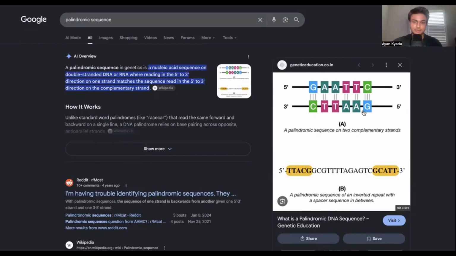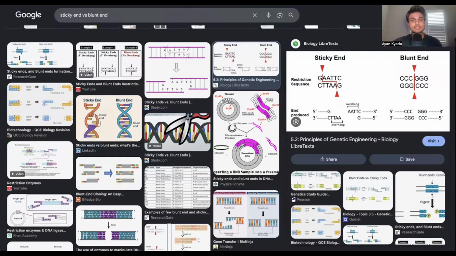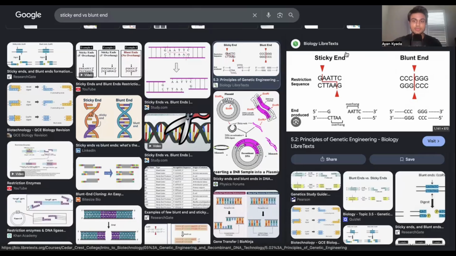And that is what's known as a palindromic sequence. And this is where restriction enzymes actually make their cuts. They make two different types of cuts, which have different effects. The first type of cut they can make involves an overhang. It's known as a sticky end, and it creates these little overhangs.